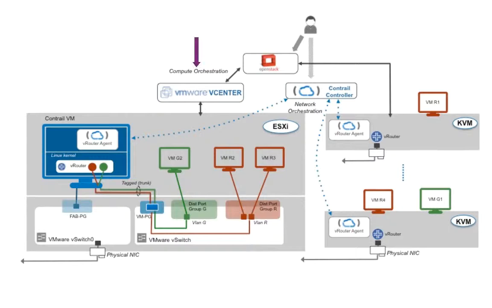If you want to spawn a new VM on an ESXi server, OpenStack performs the compute orchestration and talks to vCenter, which in turn talks to the ESXi server. However, overlay network orchestration, such as the advertisement of tenant routes and policies, takes place between the Contrail controller and the vRouter agents. vCenter is not involved in that part of the signaling.